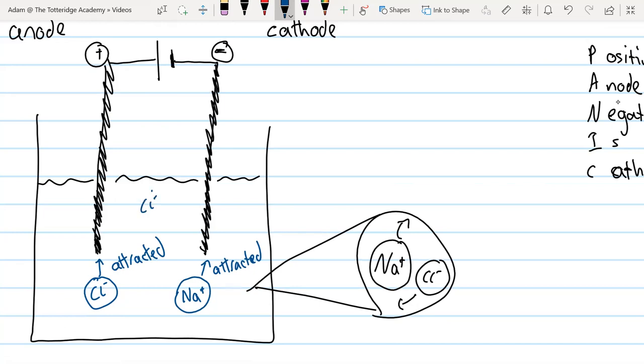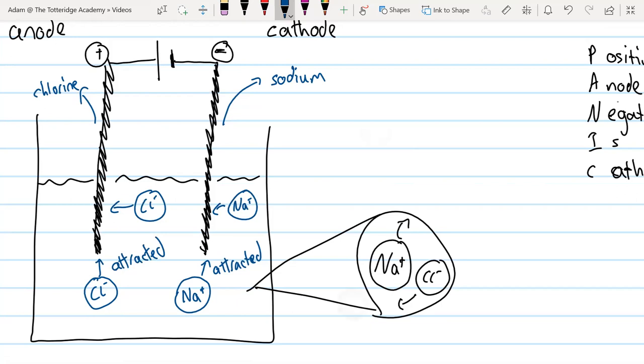Cl minus from here is going to get attracted there, and an Na plus from there is going to get attracted there. And so on and so forth, again, for the billions and billions of ions that are in this liquid. Now, I end up getting sodium here, and I end up getting chlorine here.